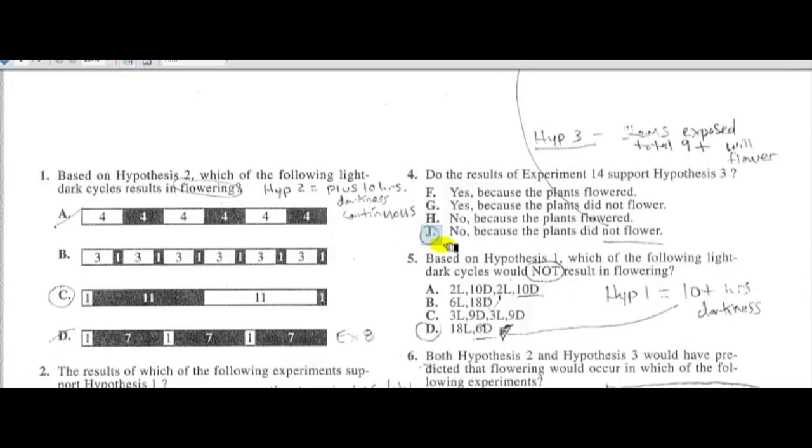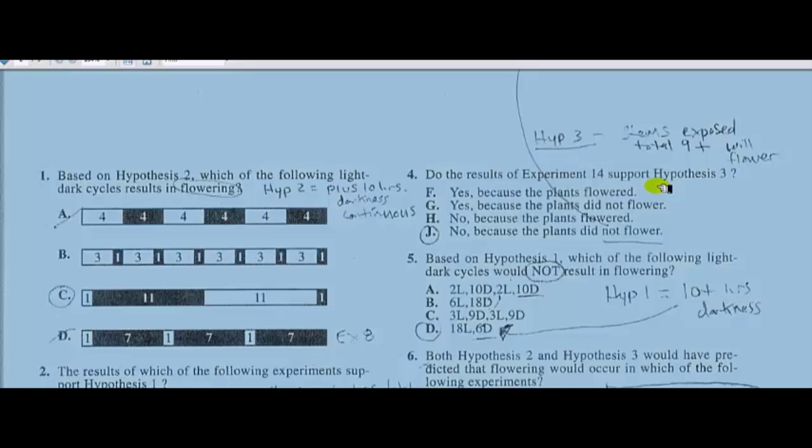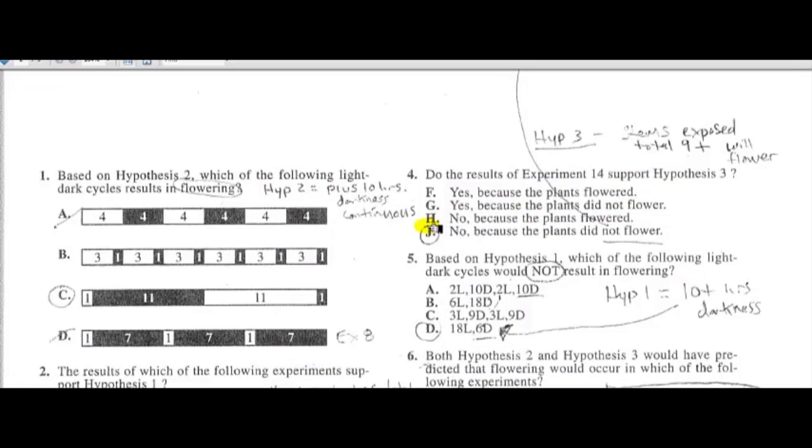Answer choice J. It's simply a matter of combining results. Look at the criteria for hypothesis 3, and then go back into experiment 14 and see if there was more than 9 hours, and if there was, there has to be flowers. In this case, there's not. Answer choice 4, J.